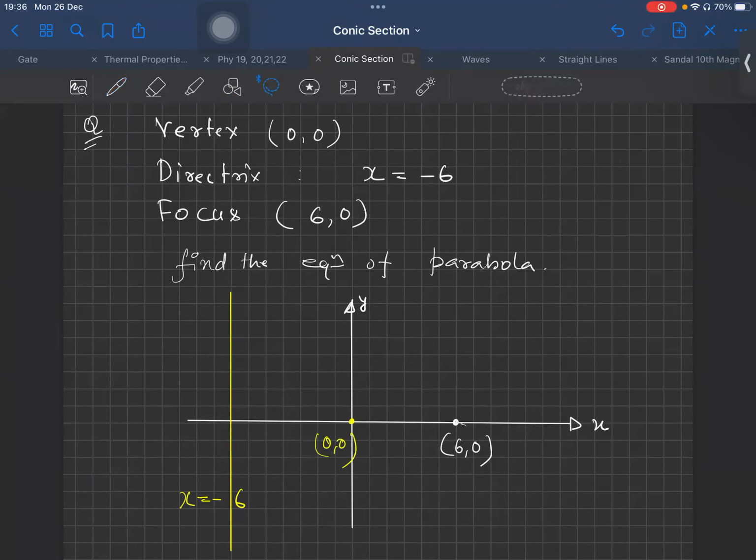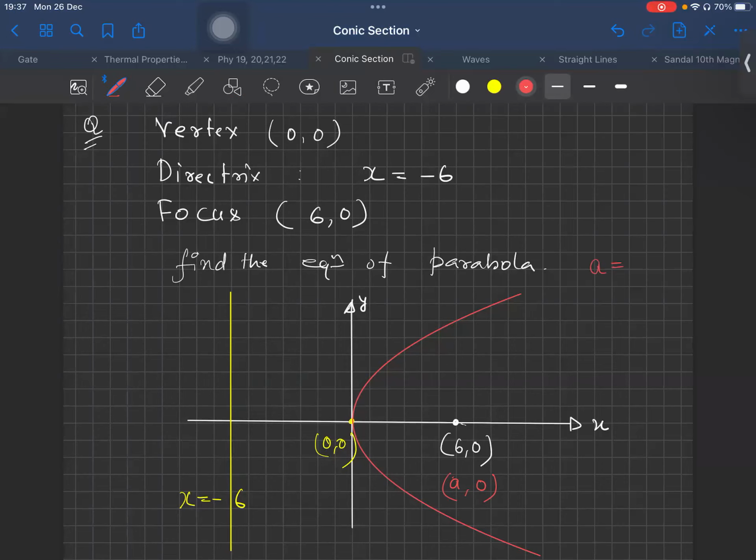That means the parabola we are looking for, because the focus is on this side, of course the mouth will be opening this side, right? In general, we know the focus is a comma 0. Now what's the value of a?